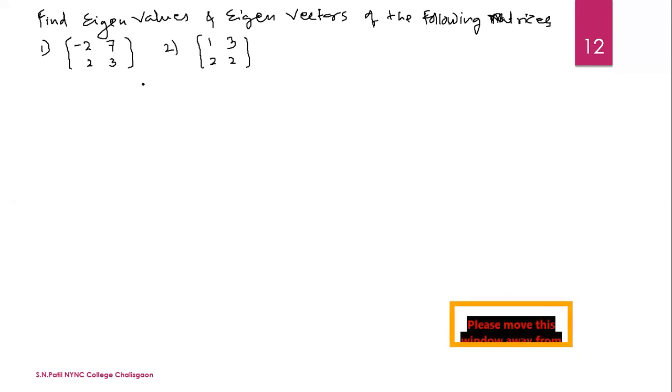In this video lecture, we will discuss an example of eigenvalues and eigenvectors of a matrix of order 2 by 2. Here we have two examples. In the first example, the first row is minus 2, 7. The second row is 2, 3.